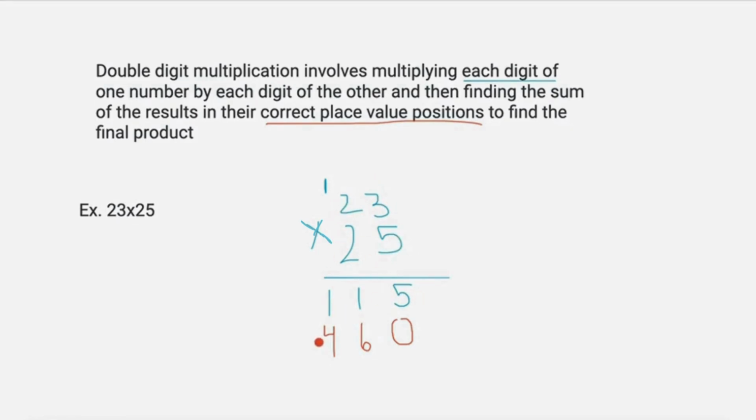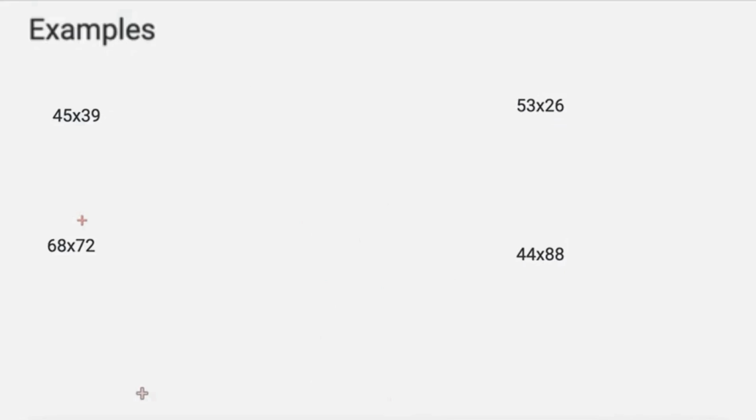So now we're just going to find the sum. We're going to add them together. 5 plus 0 is 5, 6 plus 1 is 7, and then 4 plus 1 is 5. So that is the answer, and then we're going to do some examples on the next slide.